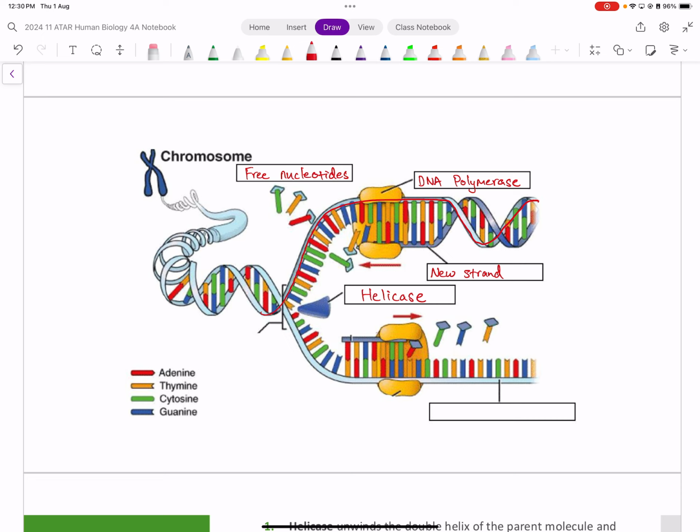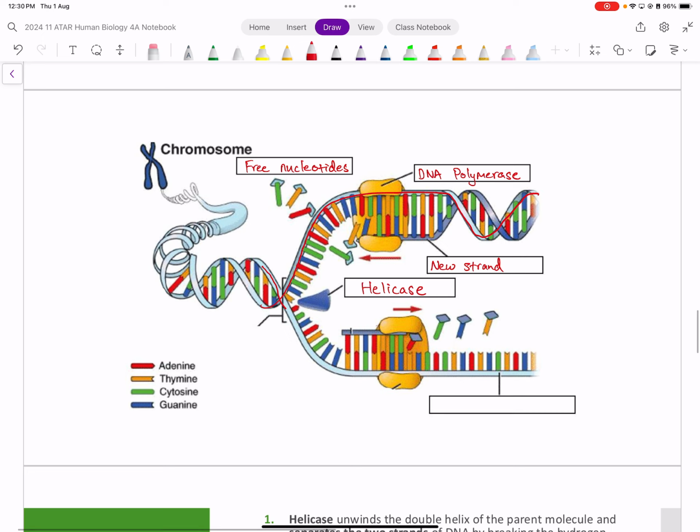And it also means that if we do the same pattern again and we follow through from the top, follow through our diagram, that this is going to be our original or our parent strand. Okay, so we're just going to call it the original strand for now.